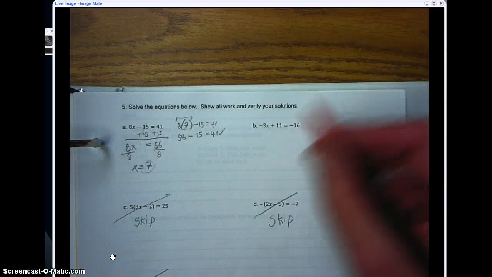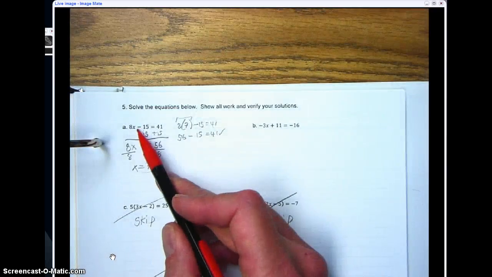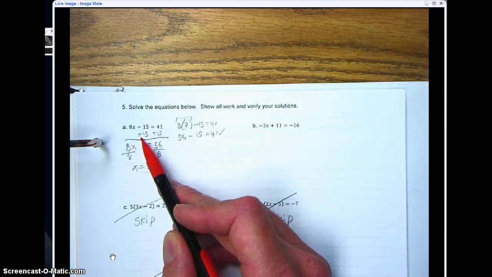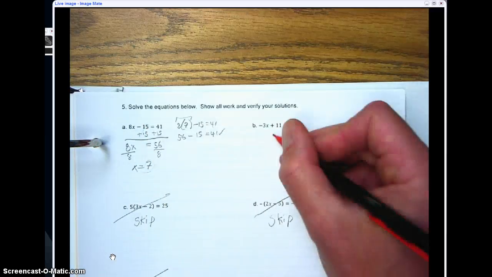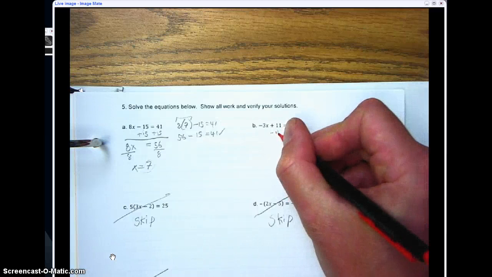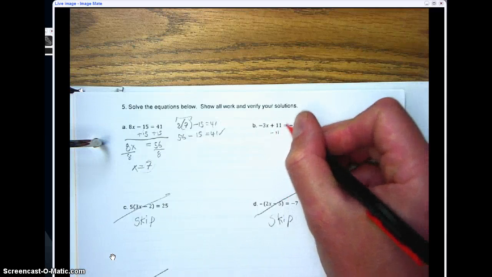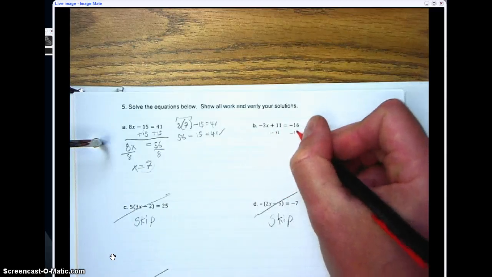Okay, letter B. Just like I had minus 15 here, I had to cancel them out by adding 15 to make 0 pairs. Well, what would make 0 pairs for positive 11? Hopefully you're saying negative 11. And whatever you do to one side again, you do to the other. So let me draw a line.